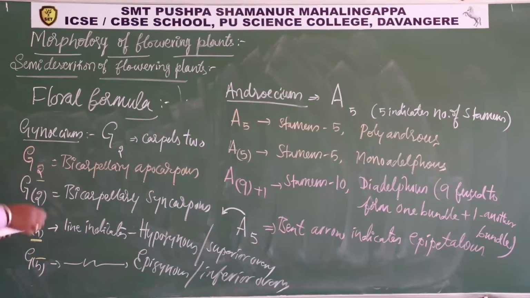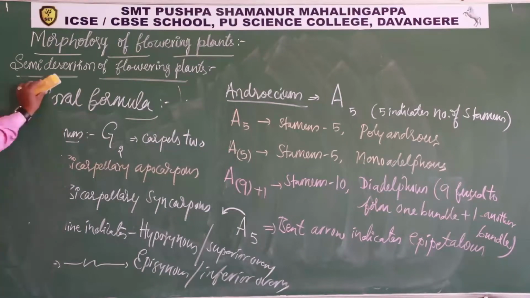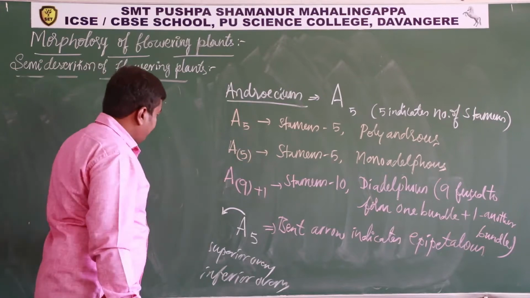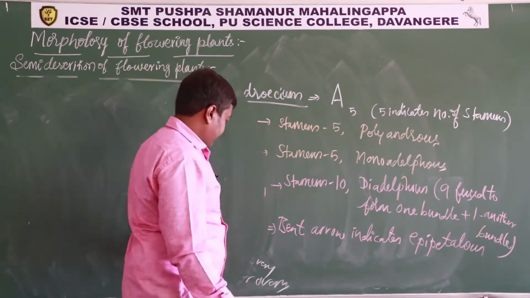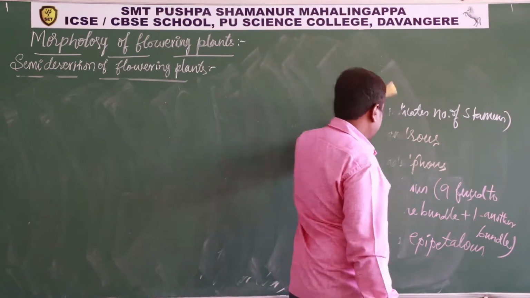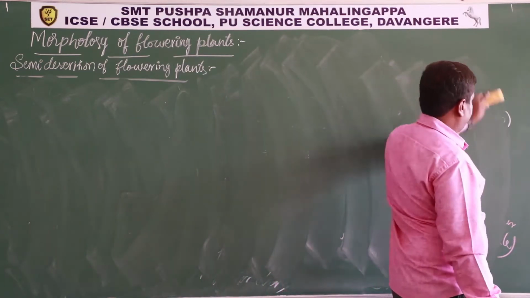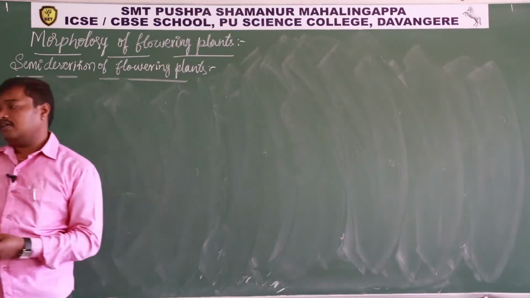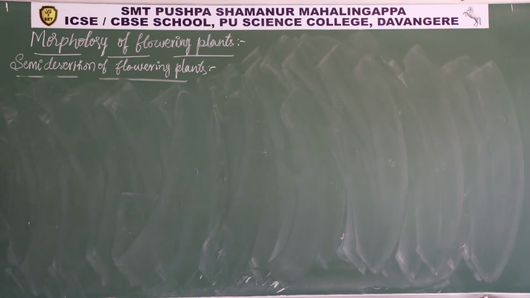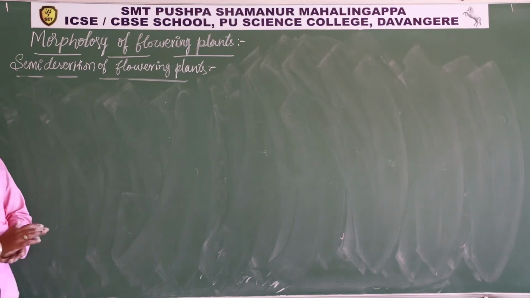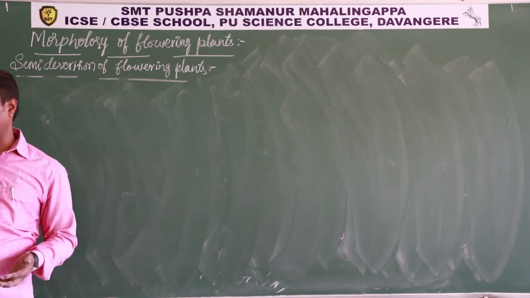Yeah, that's it. So this is about the floral diagram and the floral formula for the flower character. Okay, so flower character can be represented by these characters. This diagram representation or the floral formula represents how the floral appendages are arranged in a flower. Okay, so that's it. Thank you.